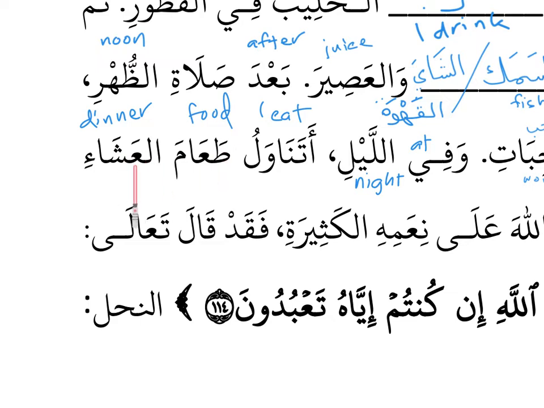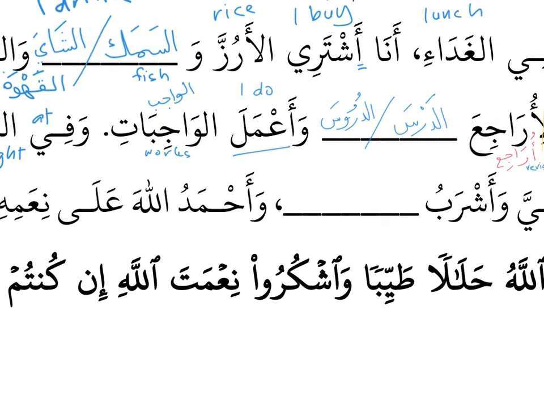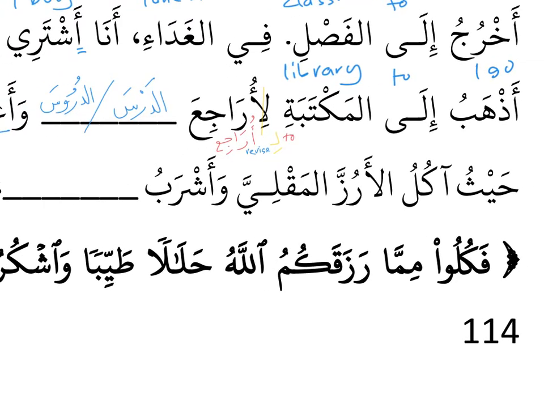Ta'am al-asha. So you have three words for the meals. Futur or fatur, breakfast. What else? Ghada, which is the lunch, and this is the third word, which is asha, dinner. So do not forget these three words: fatur, ghada, asha. We go to the next sentence. Haythu akulu al-aruz al-maqli. Haythu, where. This is the word to explain what you do. Yeah, fil ghada.